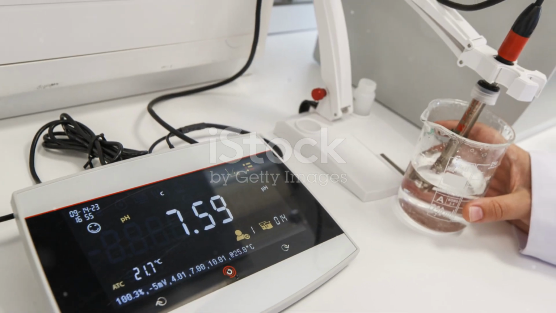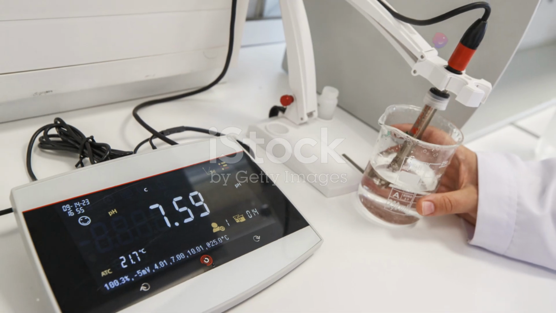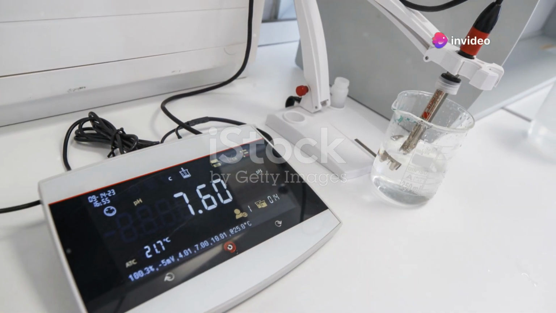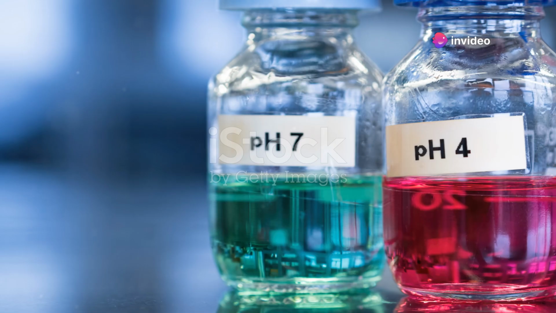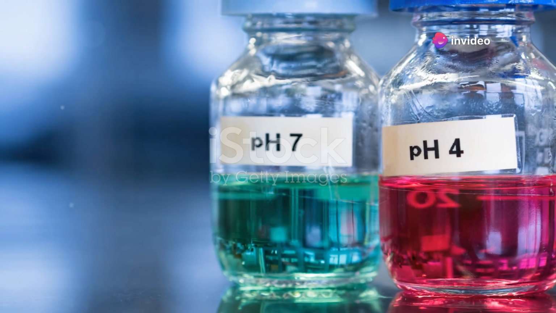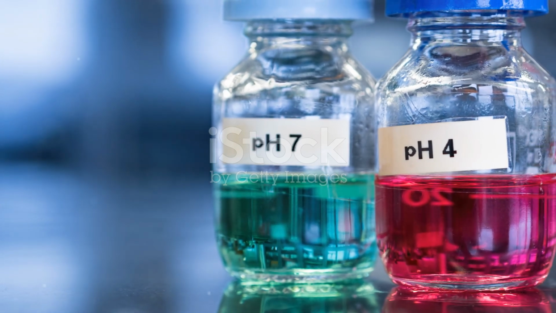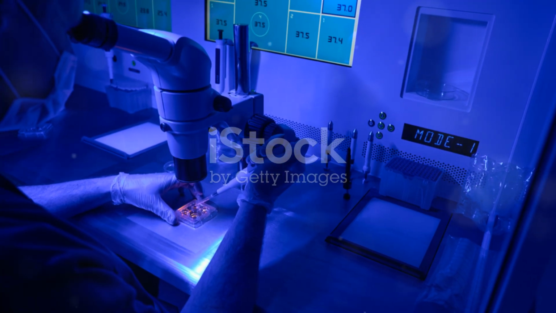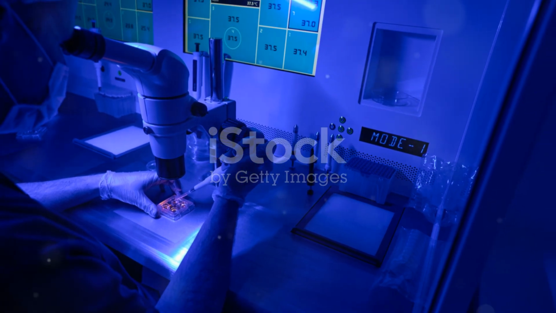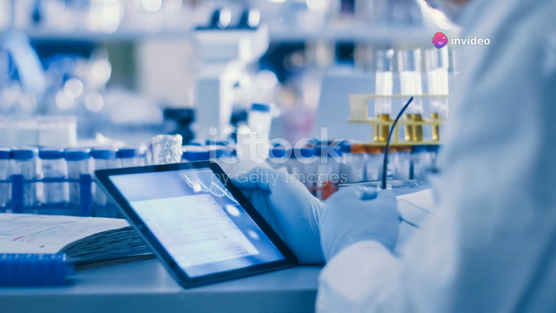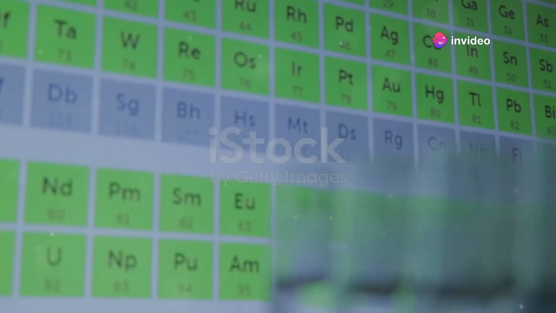The pH scale measures how acidic or basic a substance is. It ranges from 0 to 14, with 7 being neutral. Acids have a pH less than 7, while bases have a pH greater than 7. Understanding the properties of acids, bases and salts is crucial in fields like medicine, agriculture and environmental science.